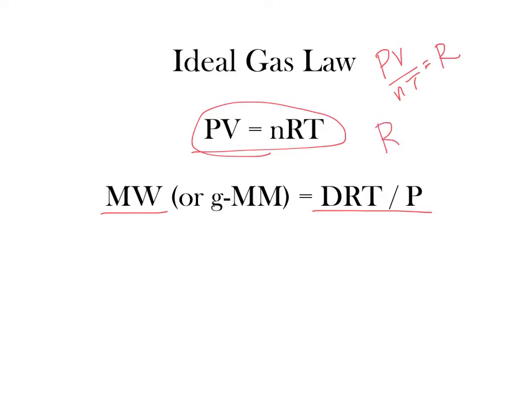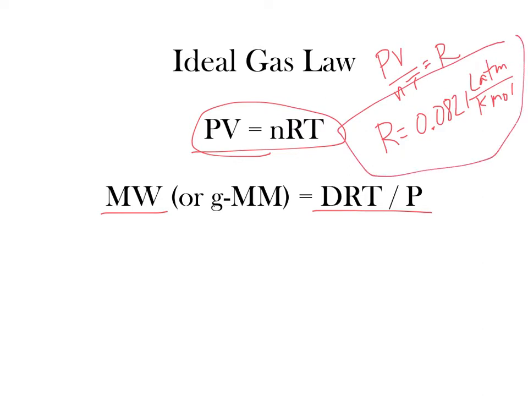R, the gas law constant, is 0.0821 liter atmospheres per Kelvin mole. L-atm per mole-K, 0.0821. That's your R. It is a constant. It will always be that number, so you can just memorize that number. And that's why we have to have, from here on out, all volume units in liters, all pressure units in atmospheres, all temperature units in Kelvin, and moles of course, are moles.